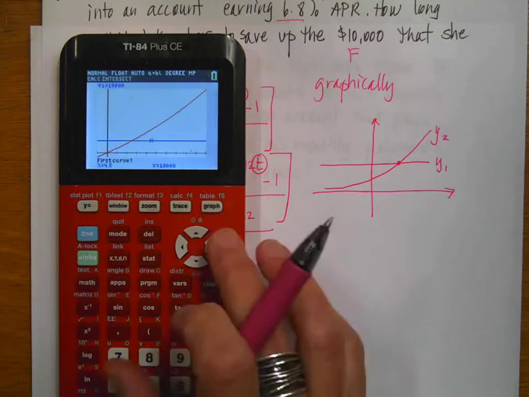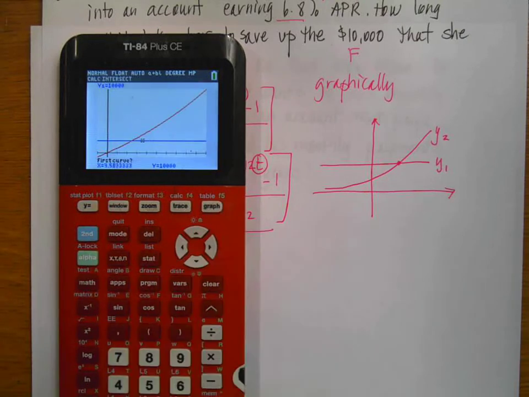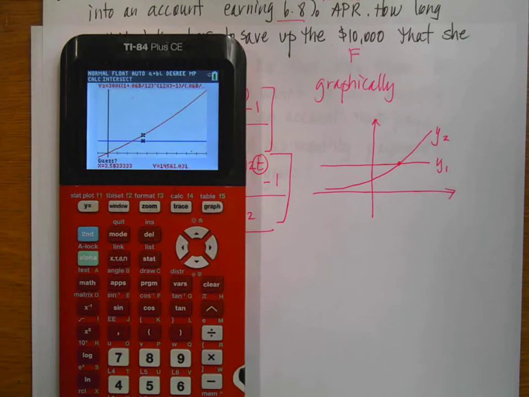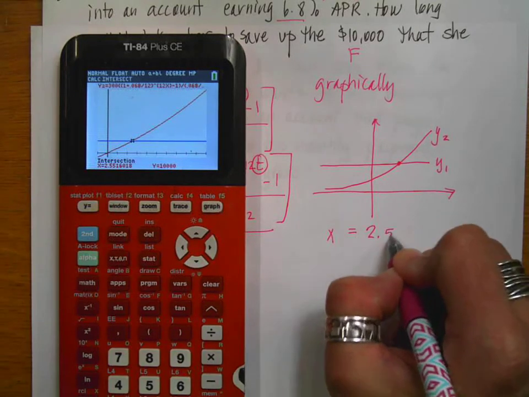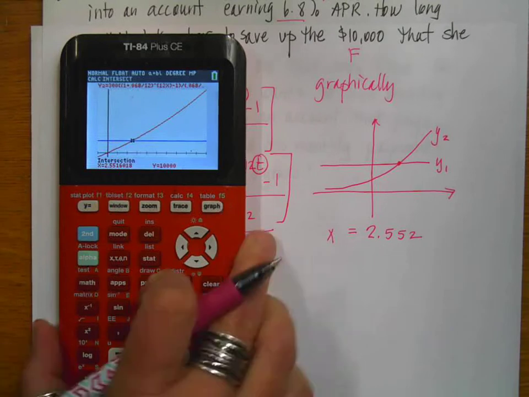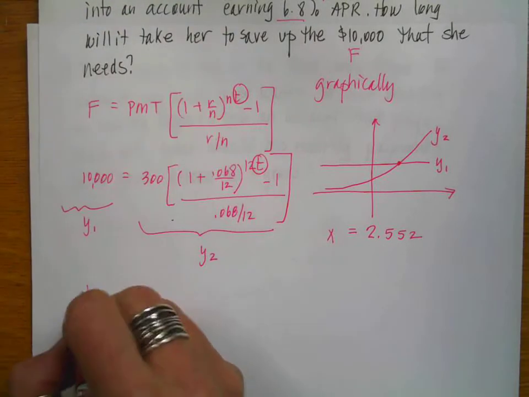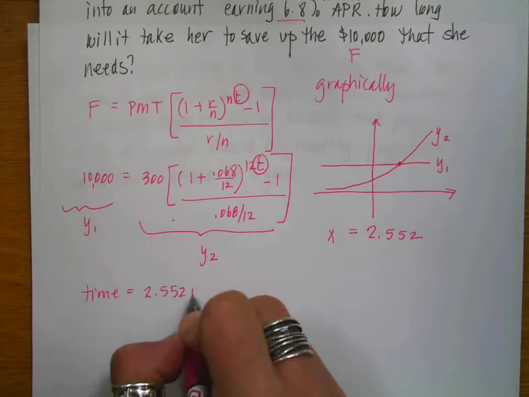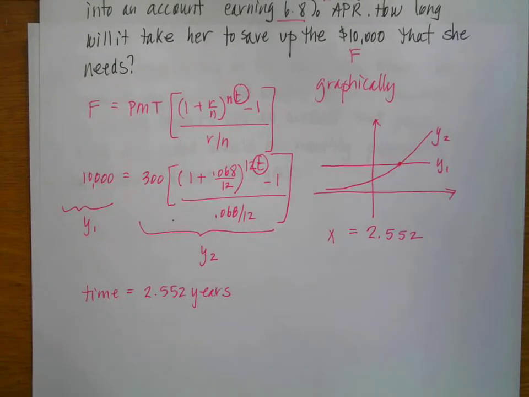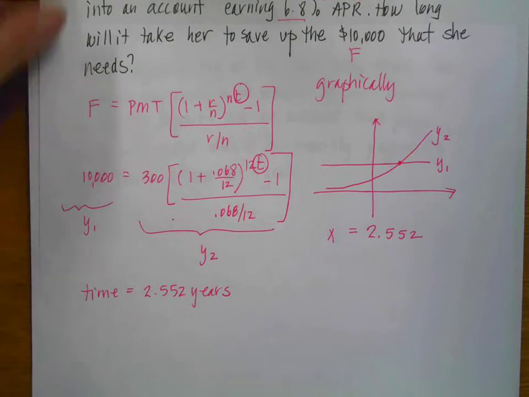So second, calculate, 5 for intersect. I'm going to get close, enter, enter, enter, and it tells me that x is equal to 2.552, and so I'm going to write that my time is equal to 2.552 years. And remember, I can have a decimal of a year. That's okay. So not to worry.